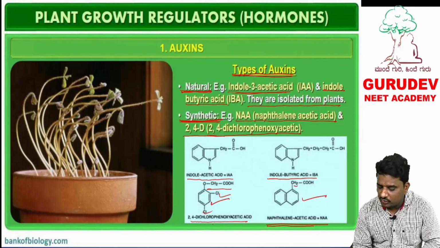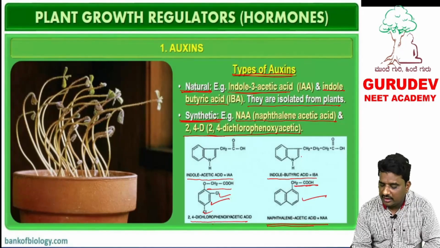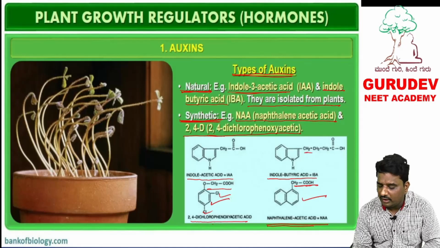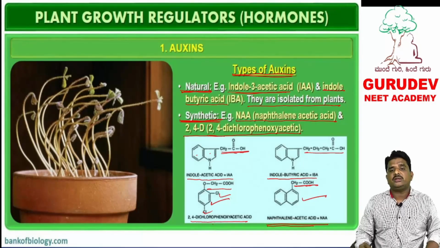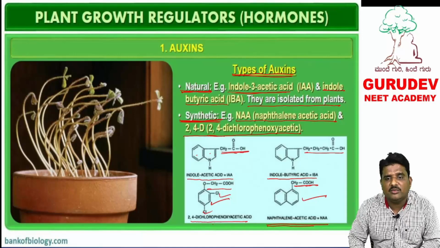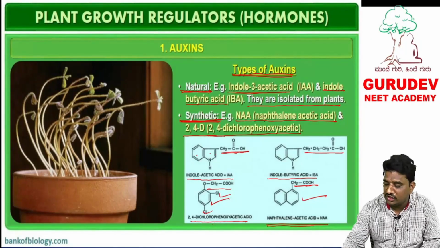Naphthalene acetic acid has the naphthalene structure and acetic acid is present. Indole butyric acid has the indole group and butyric acid is present here. As well as indole acetic acid, this is the indole group and the acetic acid group is attached. So these are the chemical structures of different types of auxin hormones.